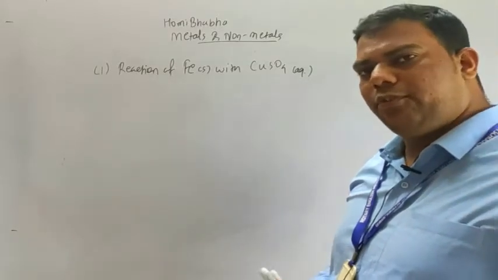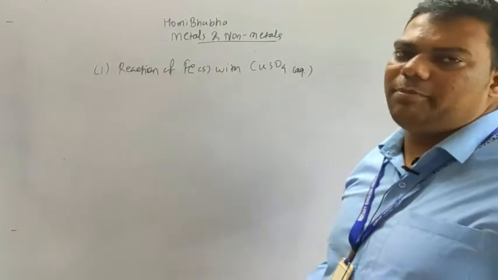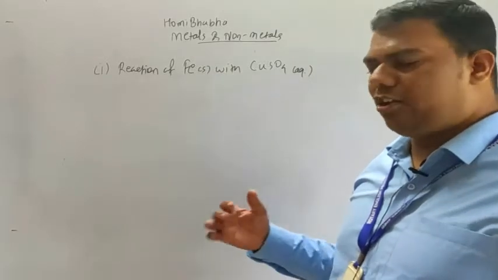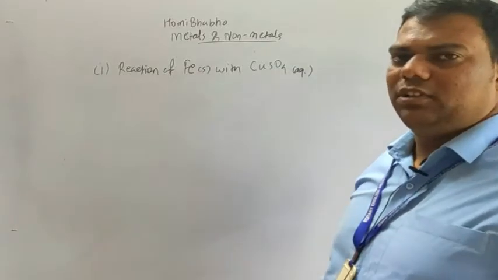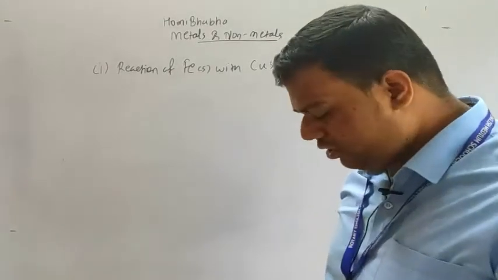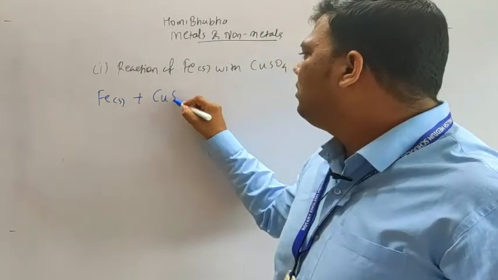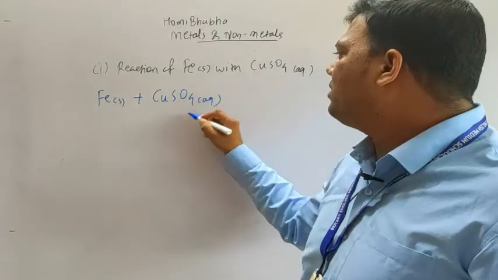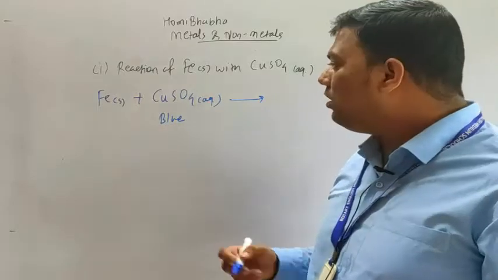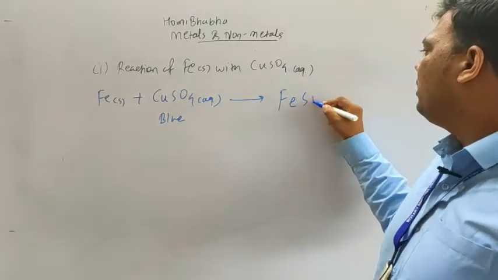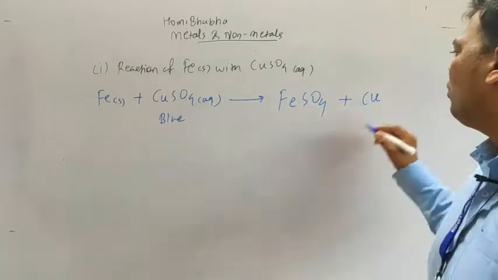Okay, if you put your iron nail in copper sulfate solution, after some time what will happen? Yes, the color of the copper sulfate fades and the solution turns light green. See here the reaction: iron solid plus copper sulfate aqueous, which as you know is blue in color. What will you get? Yes, here you will get FeSO4 plus copper.